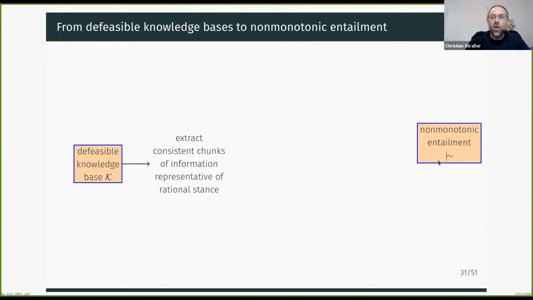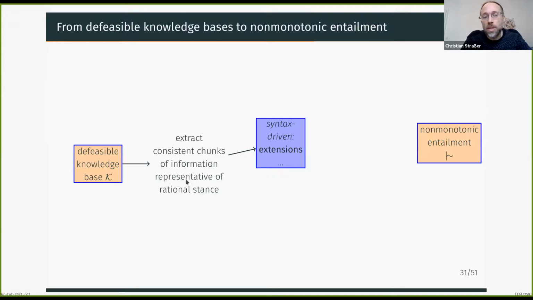What all these approaches in non-monotonic logic have in common, on a very abstract level, is that they somehow gather consistent chunks of information from the knowledge base, which are somewhat representative of a rational stance. But how they cash this out, how they extract consistent chunks, and what consistent chunks really are, is very different in the different approaches.